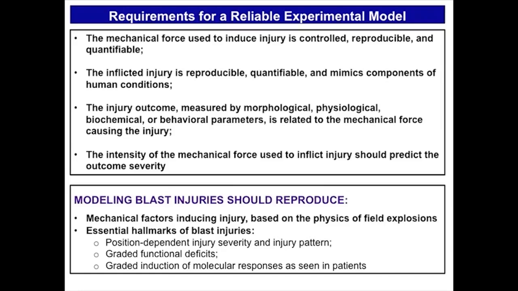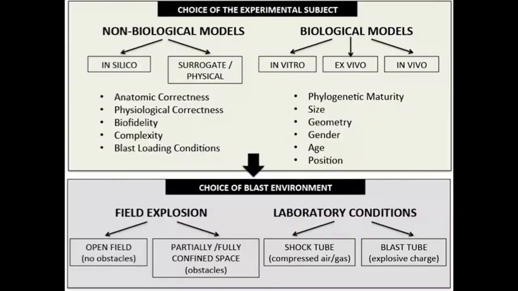When we translate these requirements to blast injury models, it becomes obvious that modeling blast injuries should reproduce mechanical factors inducing injury based on the physics of field explosions, and the essential hallmarks of blast injuries including injury severity and injury pattern, graded functional deficits depending on the intensity of the blast, and graded induction of molecular responses as seen in patients. There are several decision-making steps in the process of choosing a model for blast research.